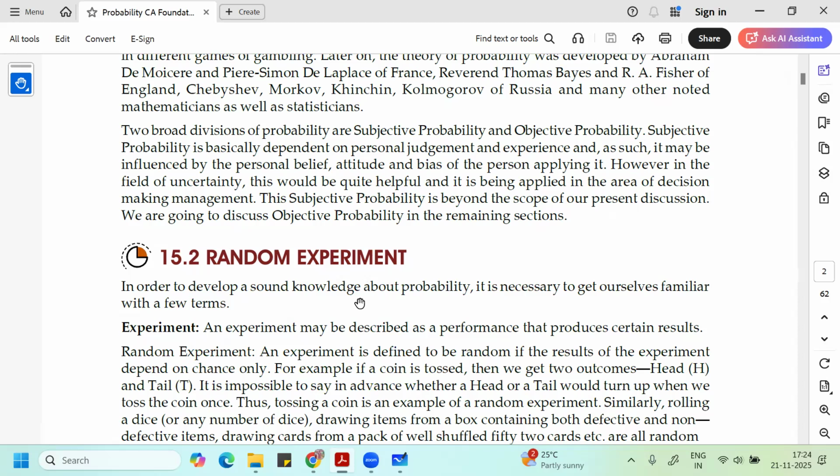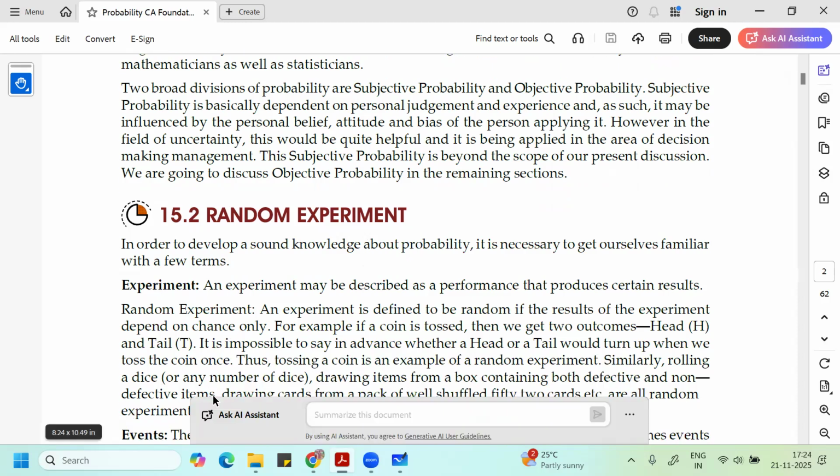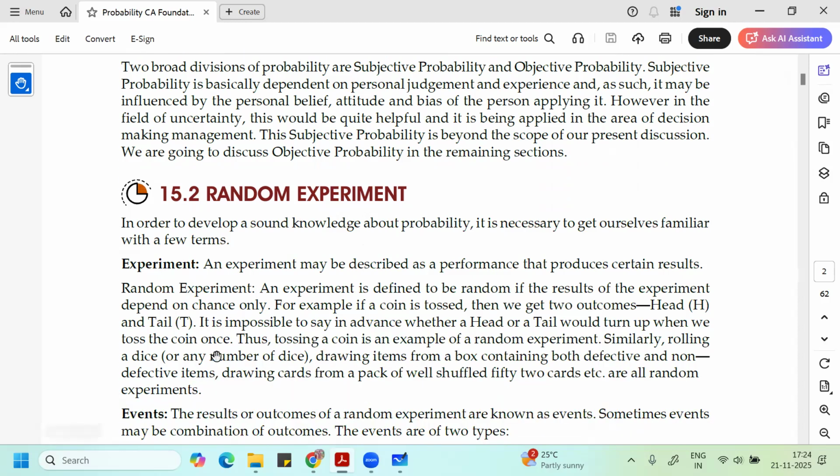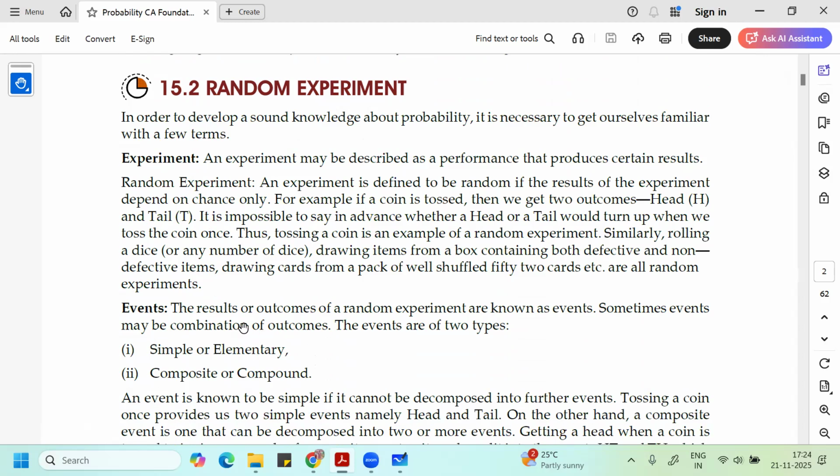But now if I'm tossing a coin, what would be the outcome, that I don't know. So tossing a coin is an example of a random experiment. Similarly, rolling a dice, where you know that you get a number from 1 to 6, but you don't know what outcome would come when you are rolling the dice. An event is basically the result or outcome of a random experiment.